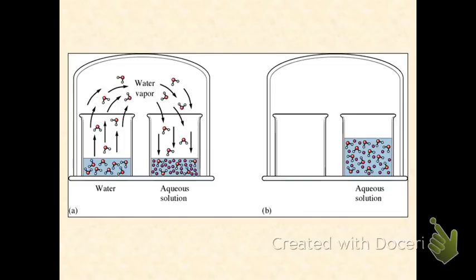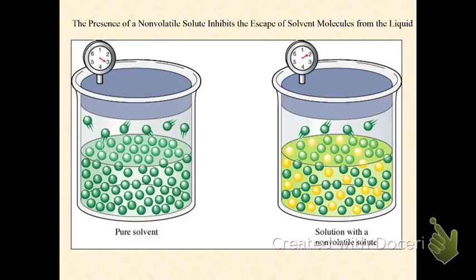We have water, and then we have an aqueous solution, so we have things dissolved in the water, and less of that will have the ability to evaporate because of that non-volatile solute. Here's another example of that. See how the vapor pressure on the little monitor went down when I dissolved something in there.